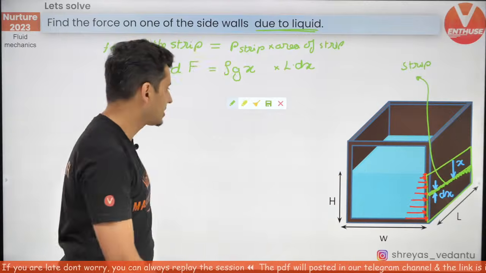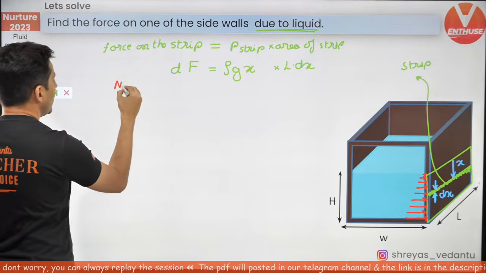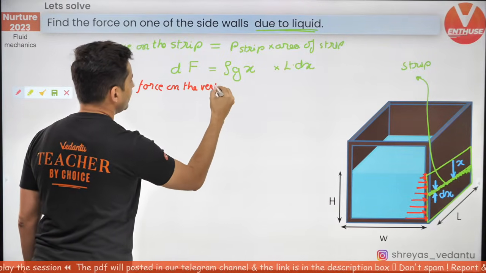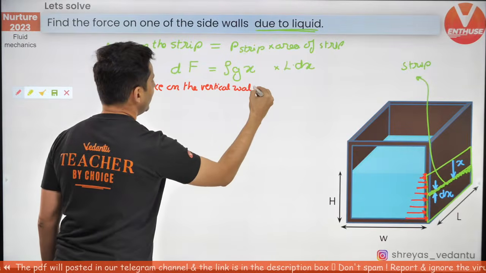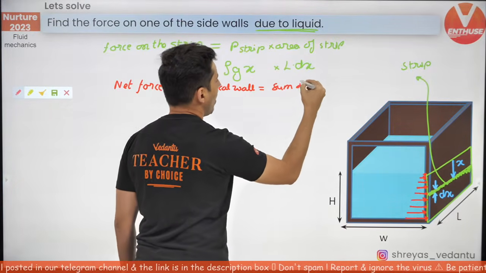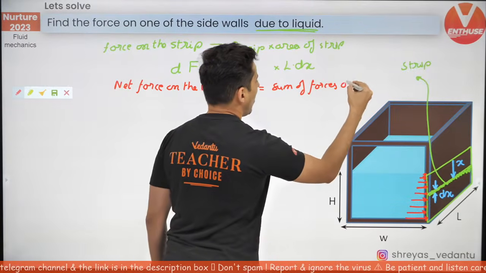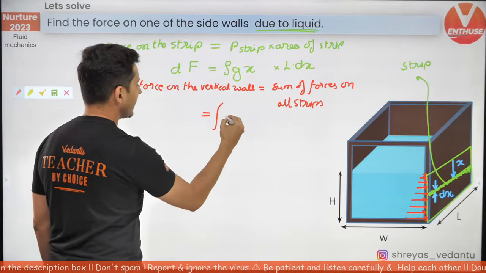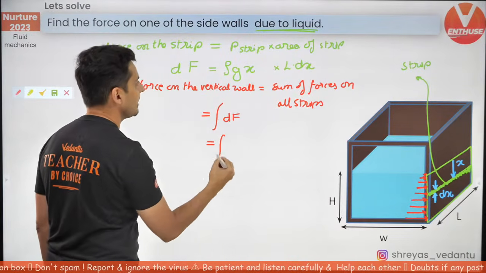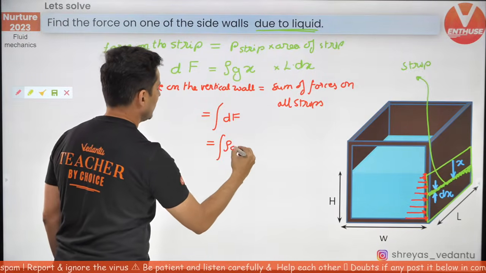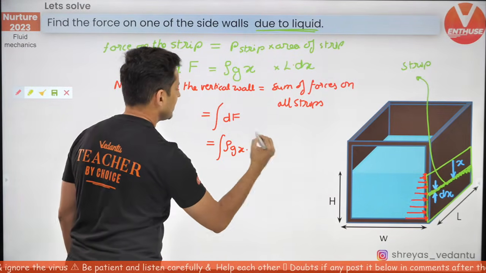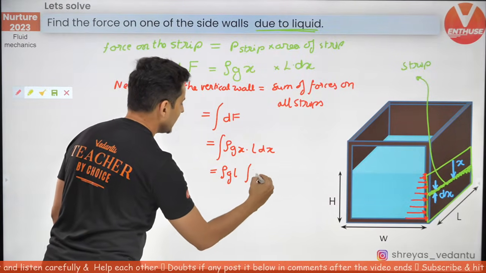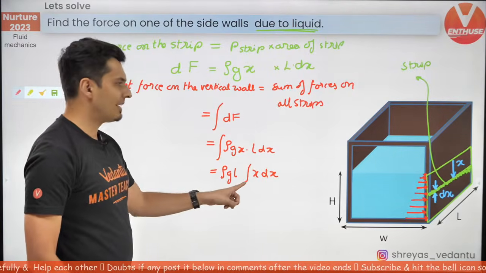There are many such strips. So the net force on the vertical wall is basically the sum of forces on all the strips. That means it is integration of dF, that means integration of rho gx L dx. Rho, g and L are constants, so I take them out. I need to integrate x dx with respect to x.